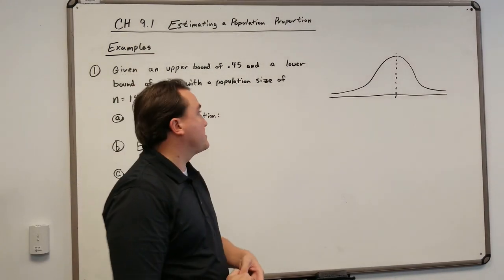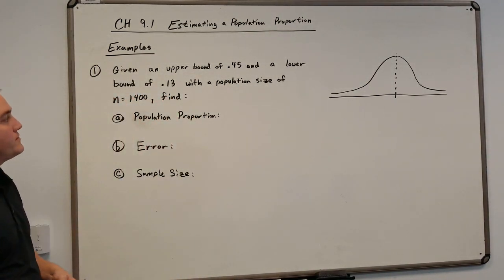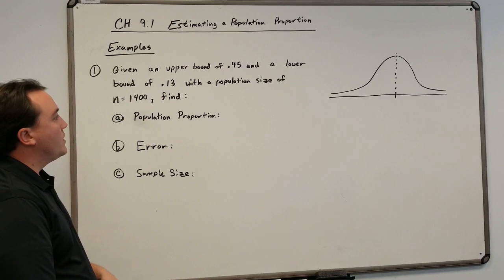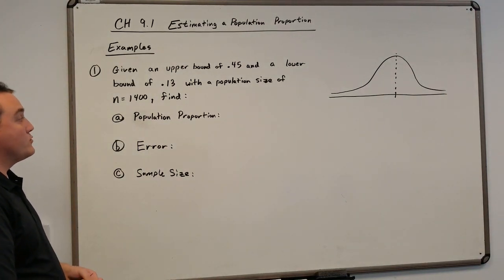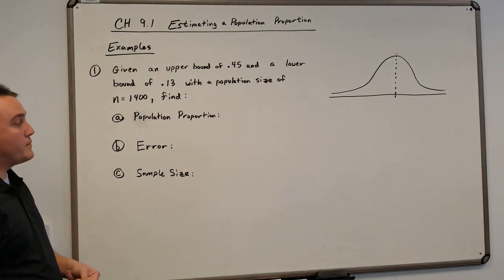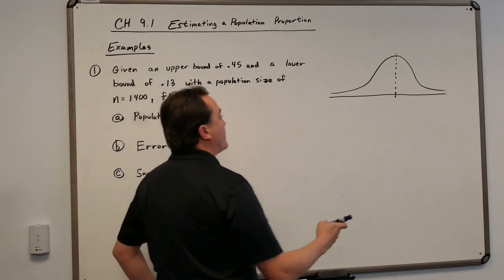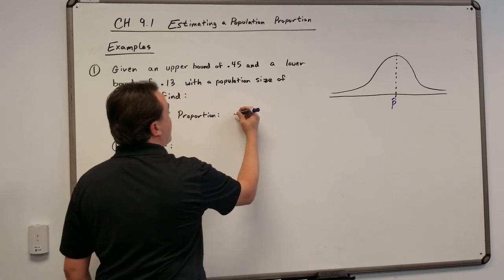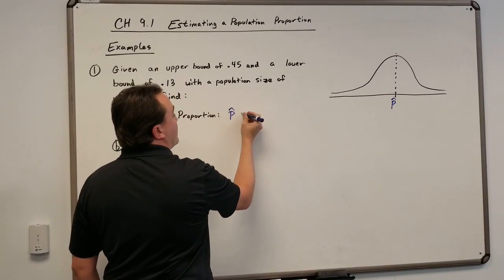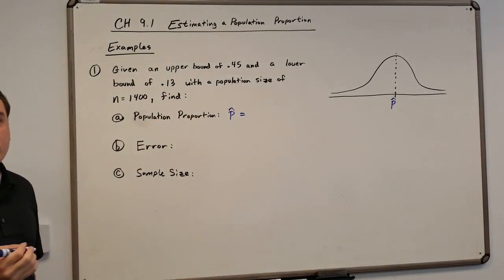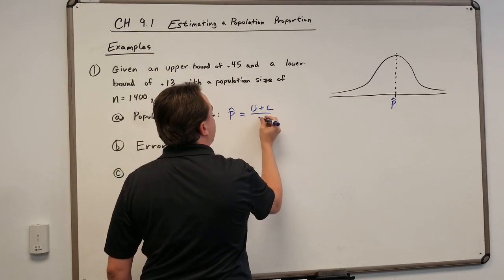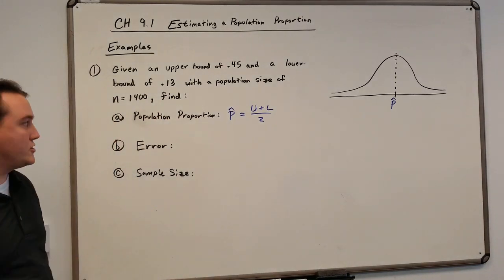Okay, so here's our first example. Given an upper bound of 45 and a lower bound of 0.13. Remember, these are all pretty much percentages. With a population size of n equals 1400. A, find the population proportion. So remember, that is our mean. Okay, so we're finding the mean. And earlier I gave you that equation. All it is is the upper bound plus the lower bound divided by 2. You could even call that the average, okay?